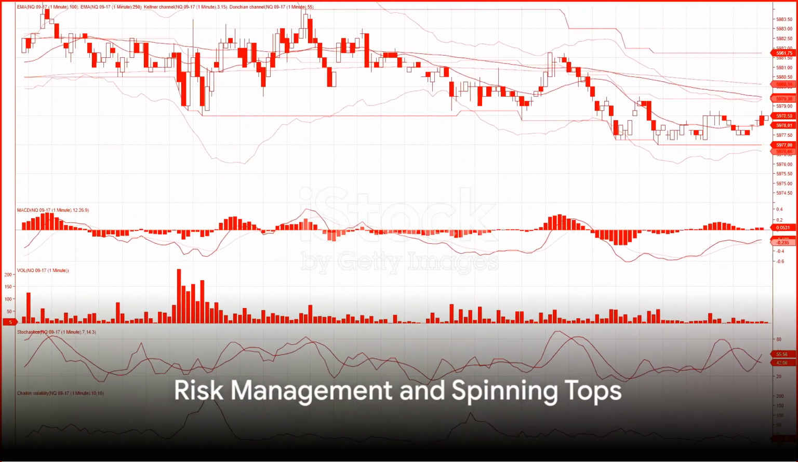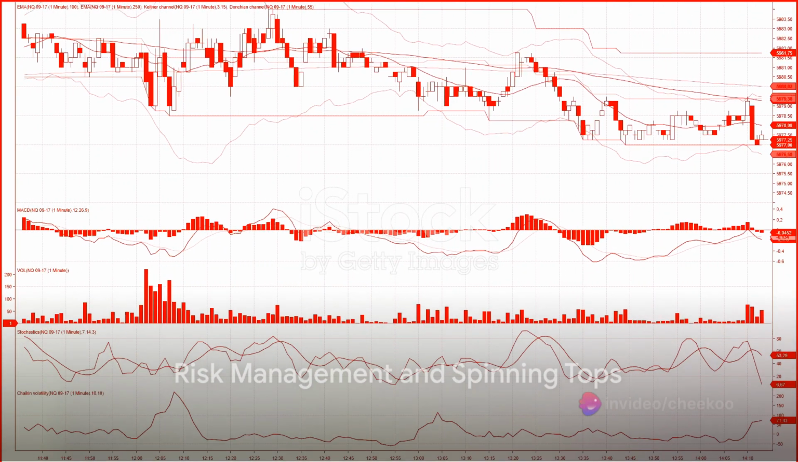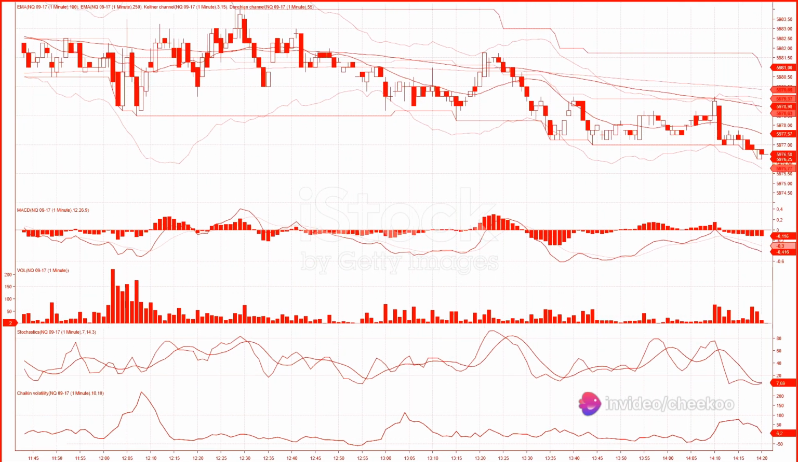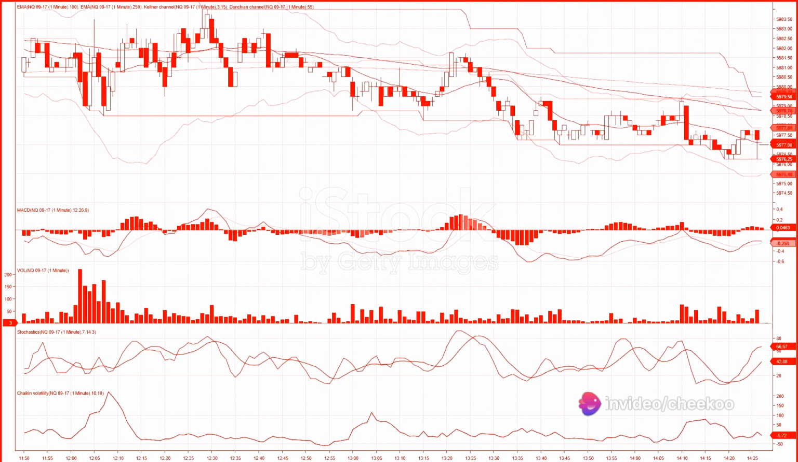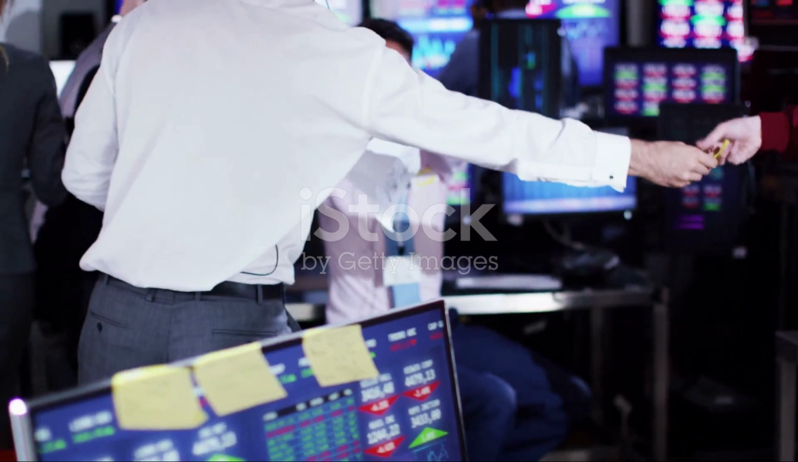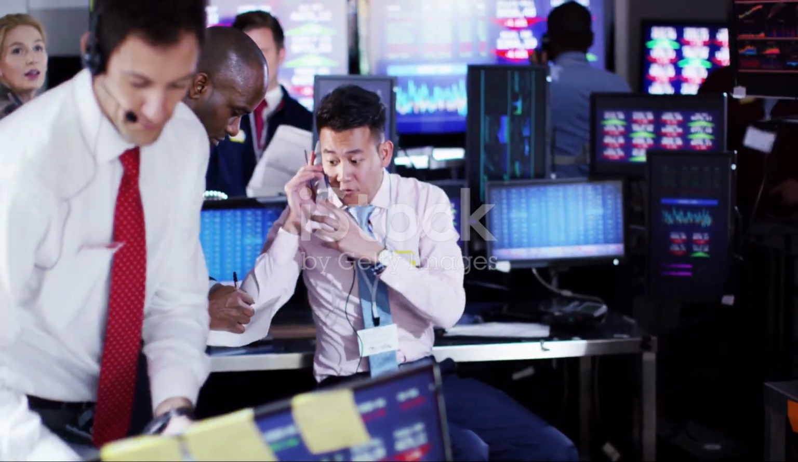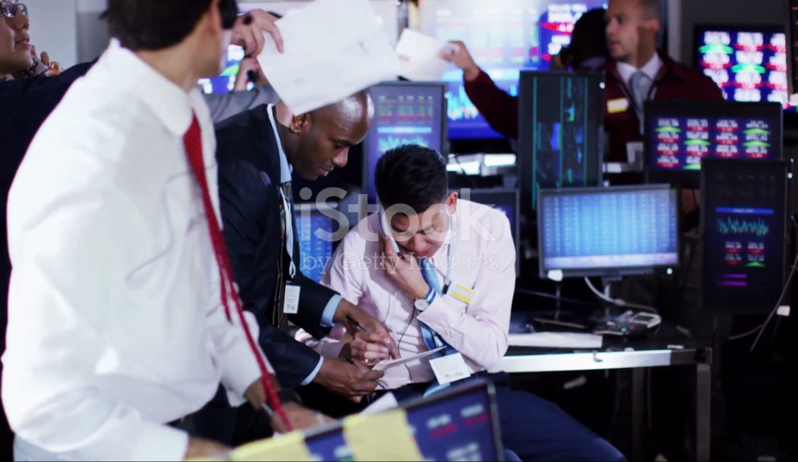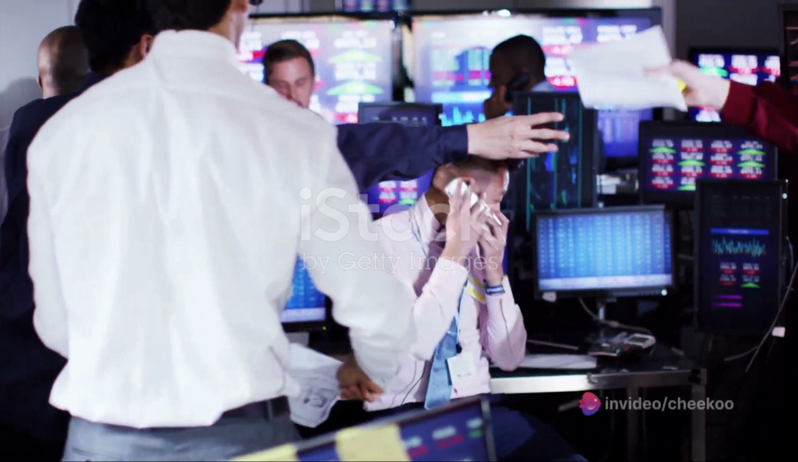Finally, let's talk about risk management. Traders often use stop-loss orders to manage their risk when trading based on candlestick patterns. Placing a stop-loss order just above the high for a bearish spinning top or just below the low for a bullish spinning top can help protect against adverse price movements.